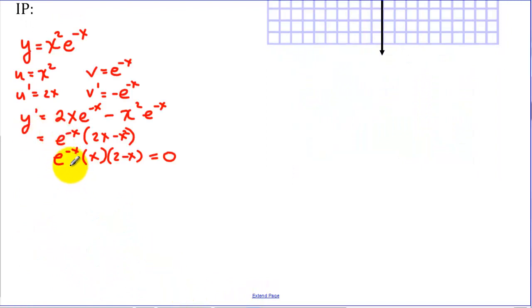Now there's nothing that makes that equal to 0. Here we get x equals 0 as a critical value, and here we get x equals 2. So on our first derivative number line, we've got 0 and 2. And again, we're going to plug that into y prime to find our increasing and decreasing.